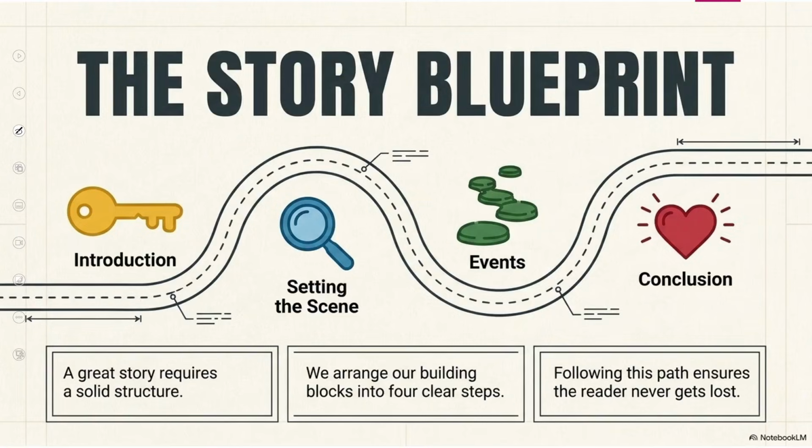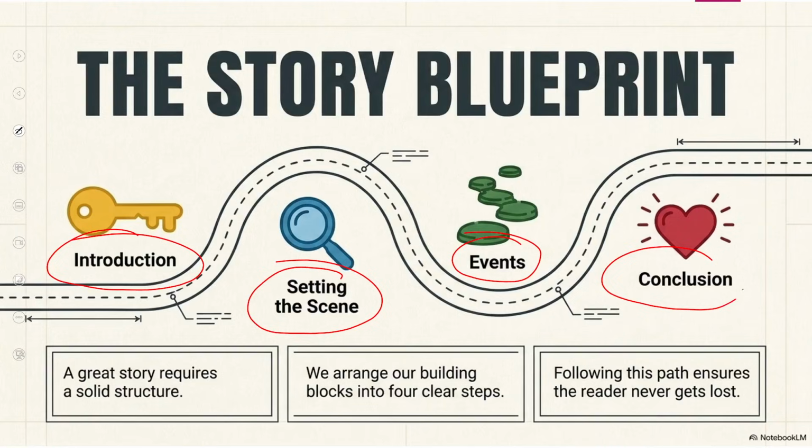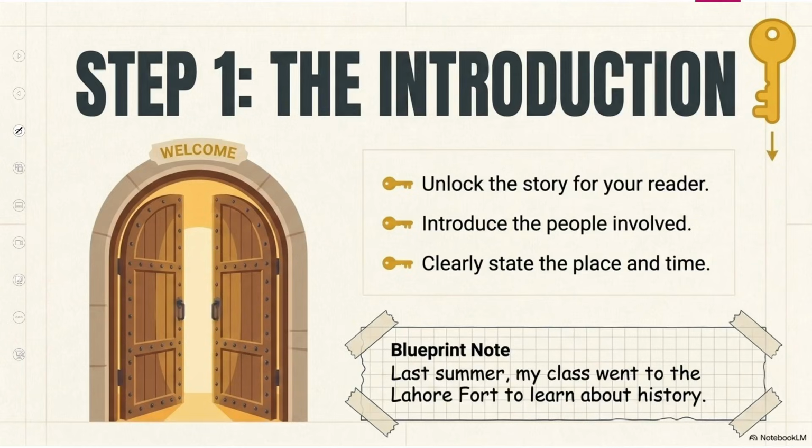Here we have a map. Firstly, we have to write an introduction, then setting and scene, then we have to tell about the events, and lastly conclusion. A great story requires a solid structure. We arrange our building blocks of story into 4 clear steps. Following this path ensure the reader never gets lost.